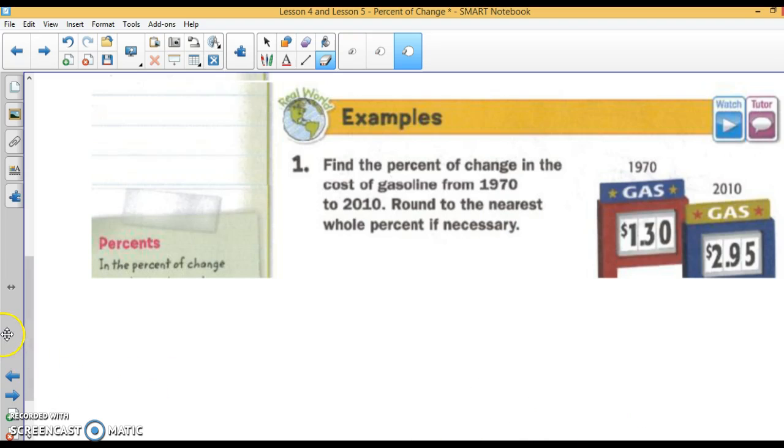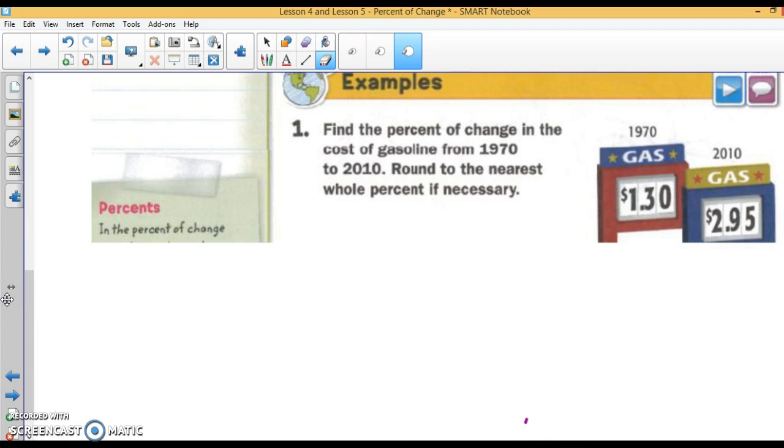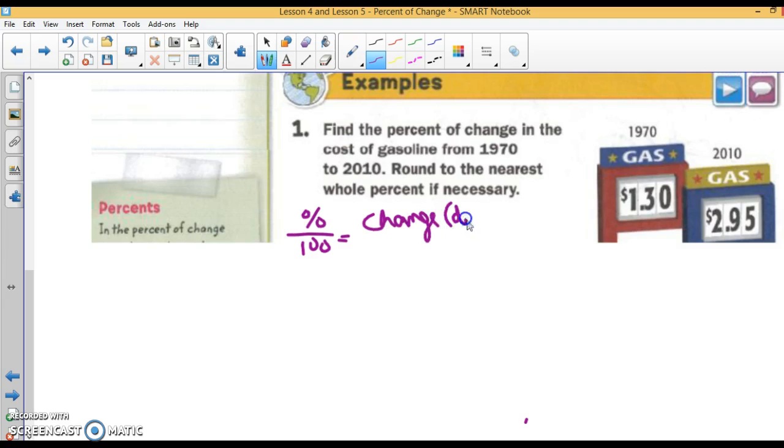It says, find the percent of change in the cost of gasoline from 1970 to 2010. Round to the nearest whole percent. So, when you do this, we are going to find the percent of change. So again, percent over 100 equals the change, which is the difference. Always the original is the whole. So, we're looking for the percent. So, x over 100 equals. How much did gas change? Well, it was $1.30 in 1970 and $2.95 in 2010.